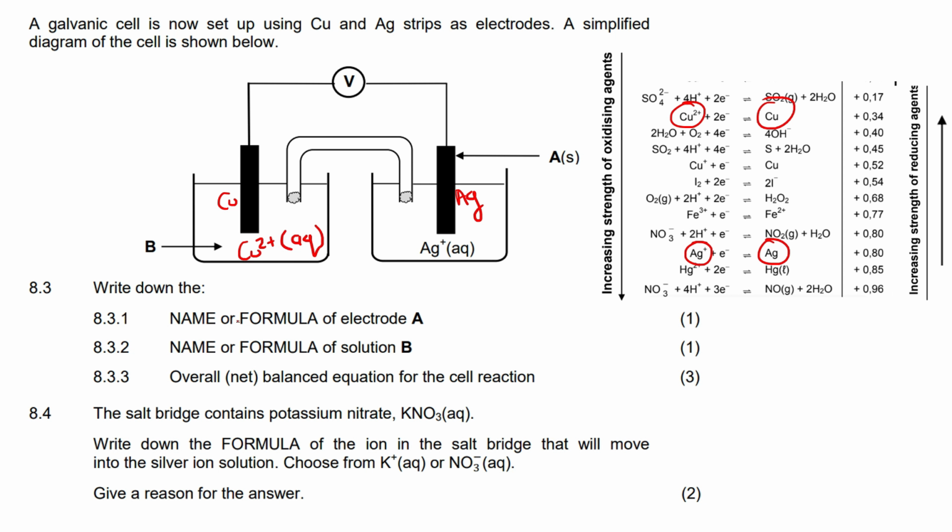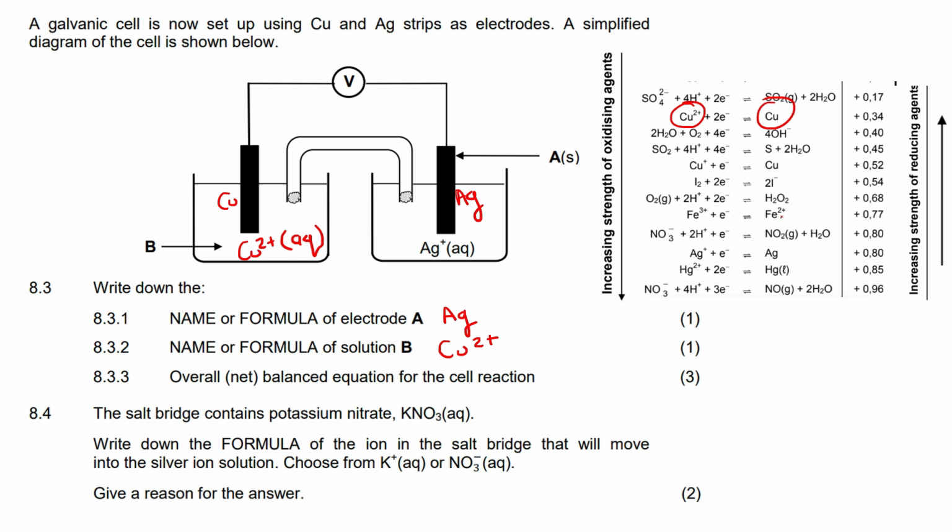Now it says write down the name or formula of electrode A. Well, that's just going to be silver or Ag. Don't say Ag+. It's specifically the solid metal part. Okay, now it says what is solution B? Now you must specifically say Cu2+ or copper ion, but don't say copper. Because here they want the solution, here they want the electrode. It's very specific.